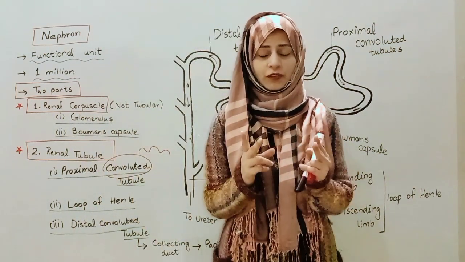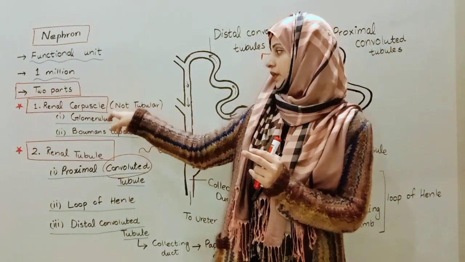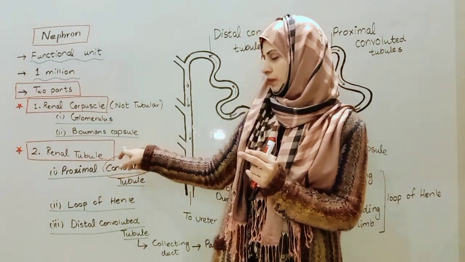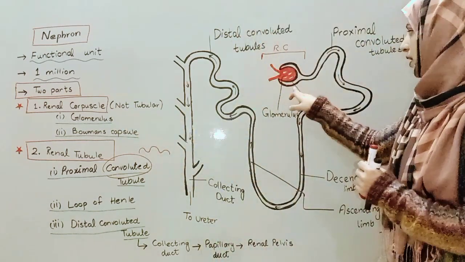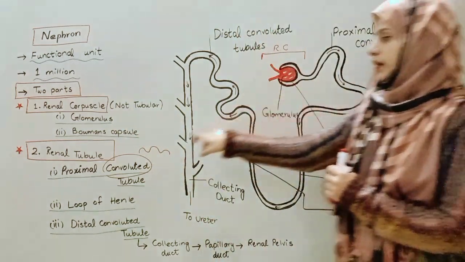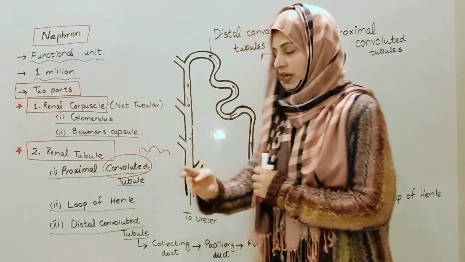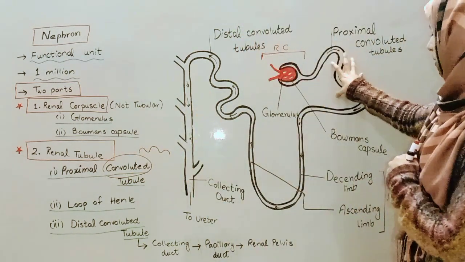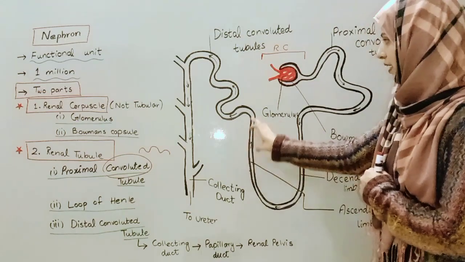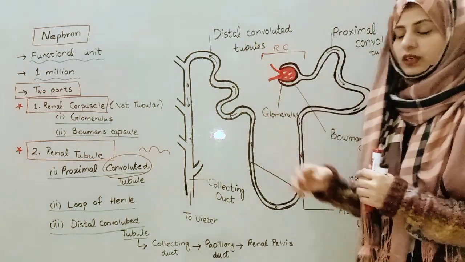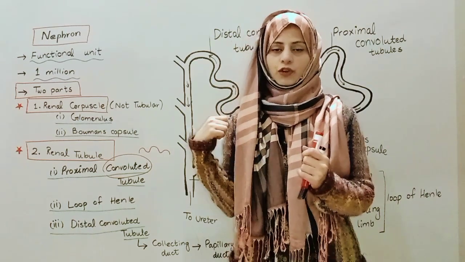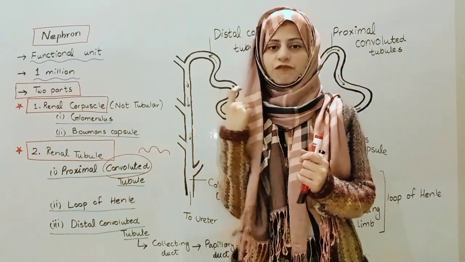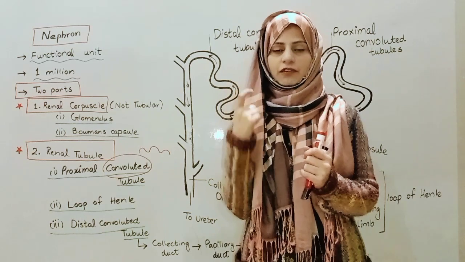There are two parts of nephron, renal corpuscle and renal tubule. Renal corpuscle consists of two parts, glomerulus and Bowman's capsule. A renal tubule consists of three parts, proximal convoluted tubule, loop of Henle and distal convoluted tubule. It's all about the structure of the nephron, which is the basic functional unit of kidney.